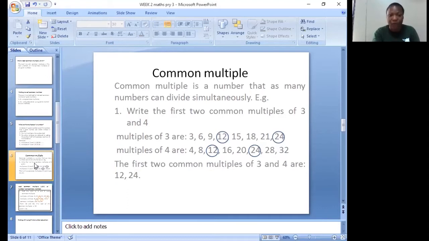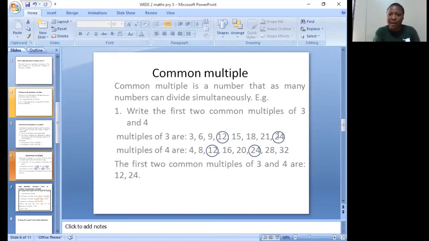We have done this before. Multiples of 3 are 3 itself first, plus 3, which is 6, plus 3, which is 9, plus 3, which is 12, plus 3, which is 15, plus 3, 18, plus 3, 21, plus 3, 24, and so on and so forth. I said we can have as many as possible.